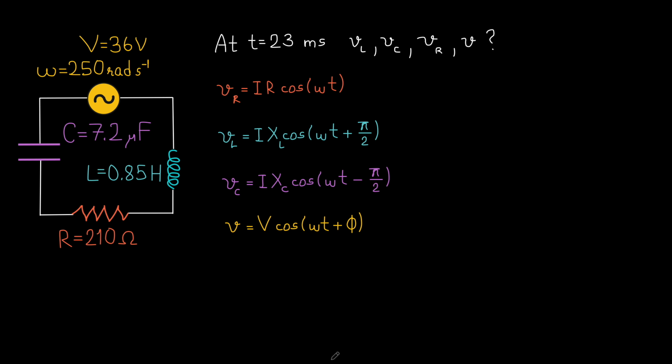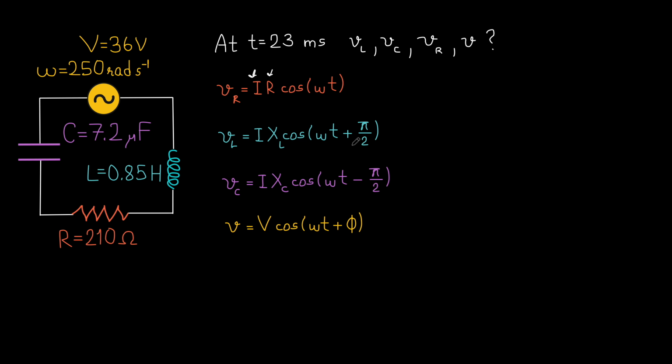The resistor is in phase with circuit current, and its voltage can be expressed as voltage amplitude for the resistor, that's capital V sub R, times cosine omega t, and the voltage amplitude is equal to I times R, where I is the current amplitude and R is the resistance of the resistor. So this is basically Ohm's law.